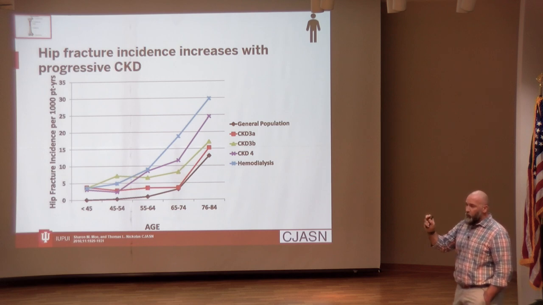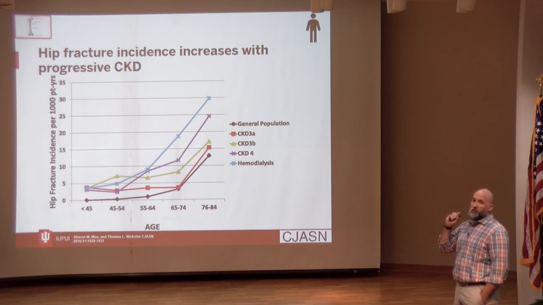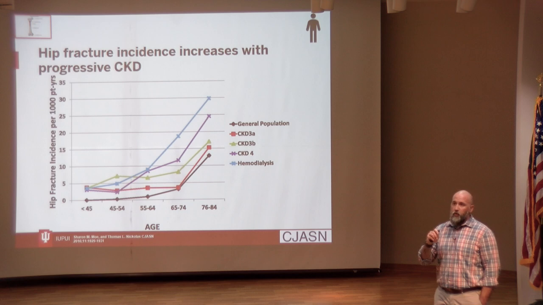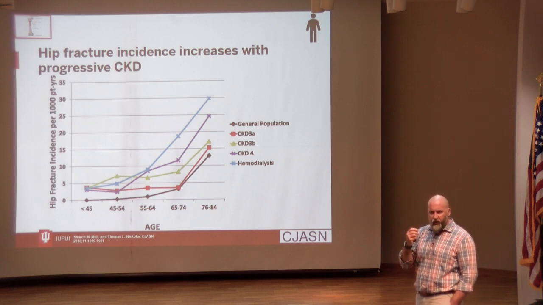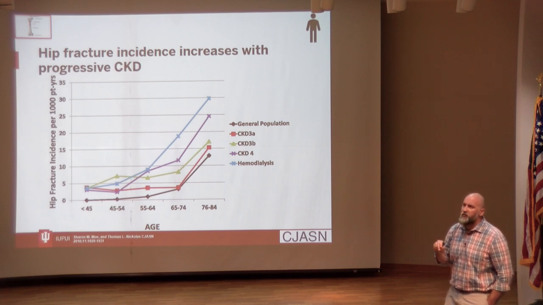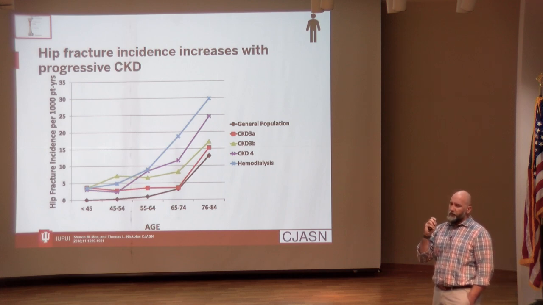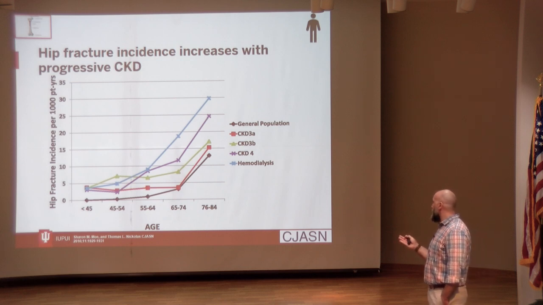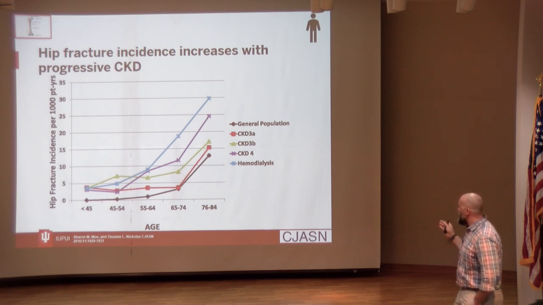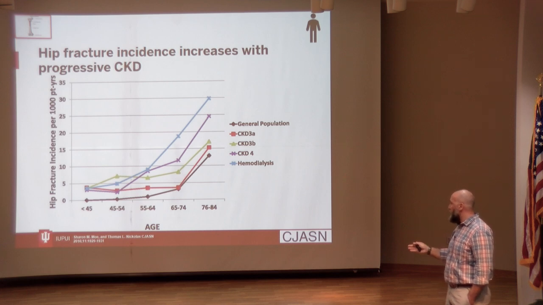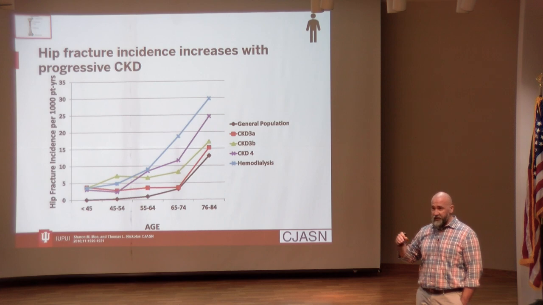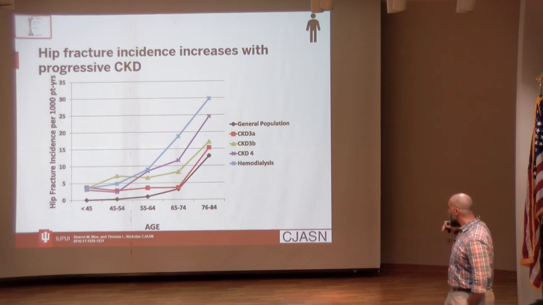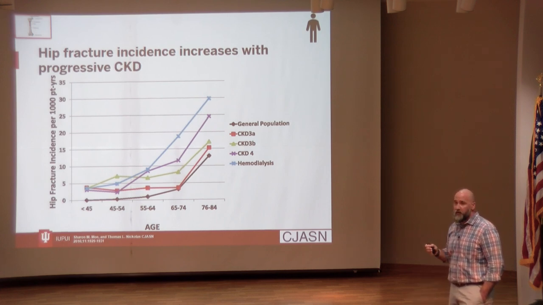We spoke about the weakened bone. You also have some changes in the muscle. You have some fatigue, sometimes confusion, cognitive changes. All of those things also increase fall risk. So when you include fall risk with weakened bone, you now have a higher incidence of fracture. The general population is in the black bar at the bottom, and so they're the lowest regardless of age group, but it gets consistently higher as you go through the disease progression from 3 to 4 and then on hemodialysis.